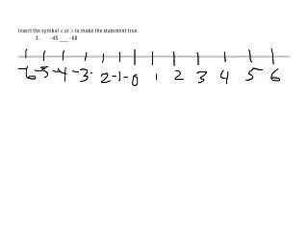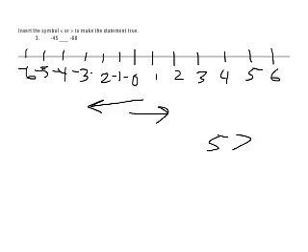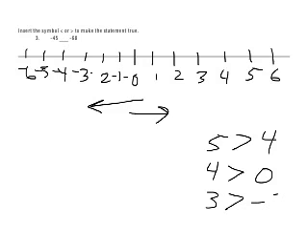Okay, so notice that the negative numbers from 0 go down. Going to the left, they're going down. They're getting smaller and smaller. But the absolute value of them gets larger. So everything to the left is smaller than the things to the right, or everything to the right is larger than the things to the left. So we all know that 5 is greater than 4, for instance, or 4 is greater than 0. And we know that, say, 3 is greater than negative 3.